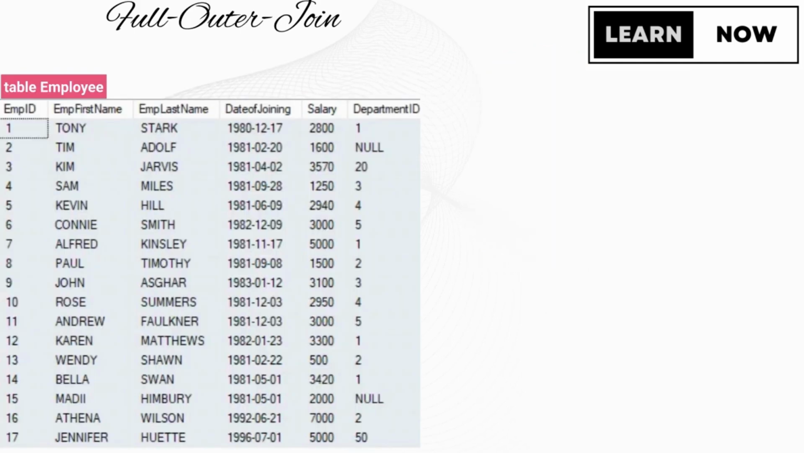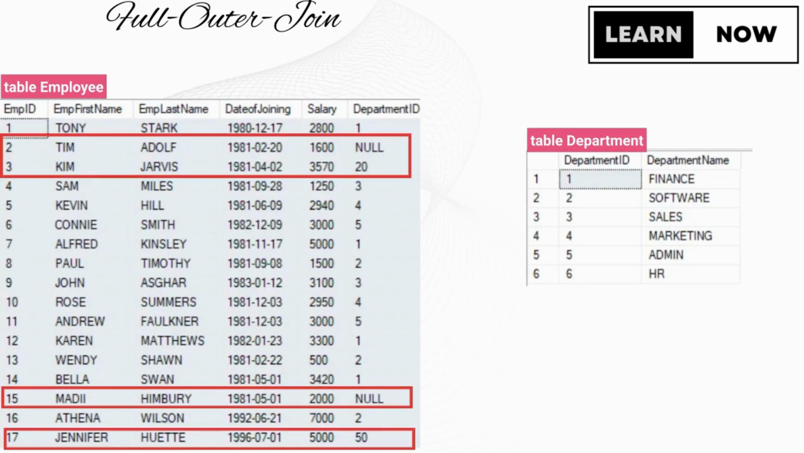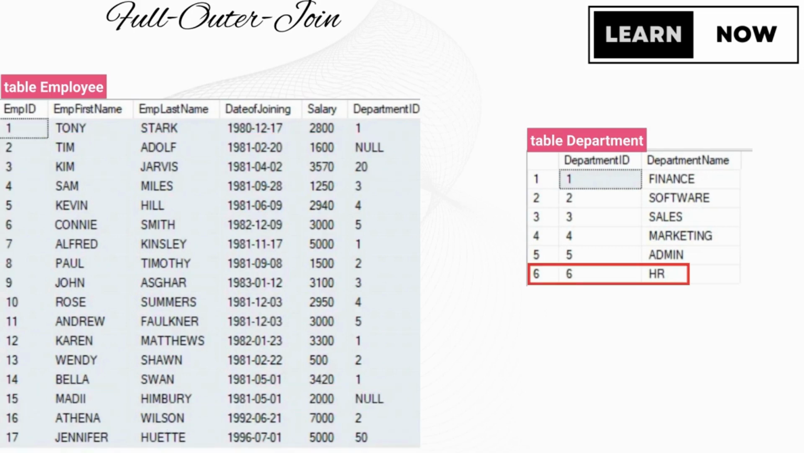Suppose we have two tables, employee and department. The employee table contains employee information and the department table contains department information. We can use the full outer join to get all the rows from employee and department, including the employees who are not assigned to any department and including the departments who are not assigned to any employee.